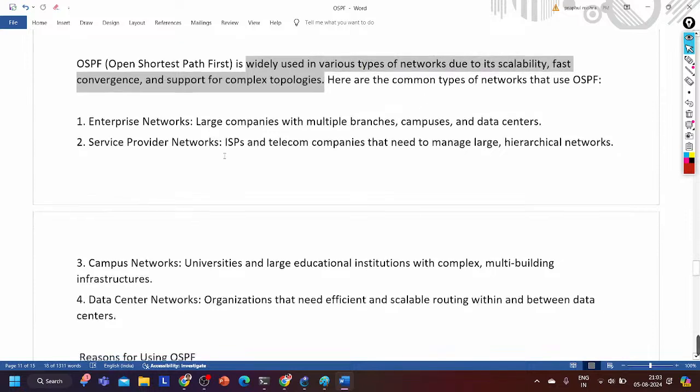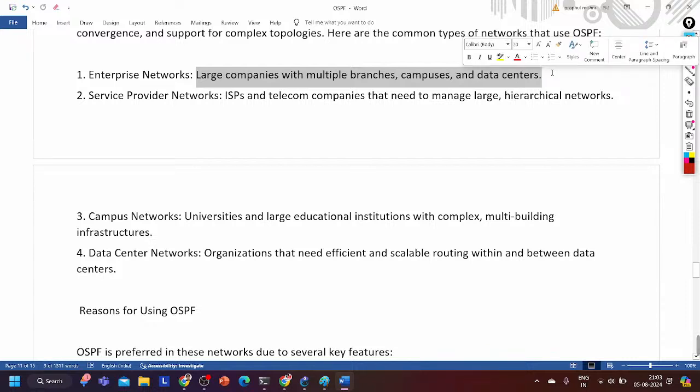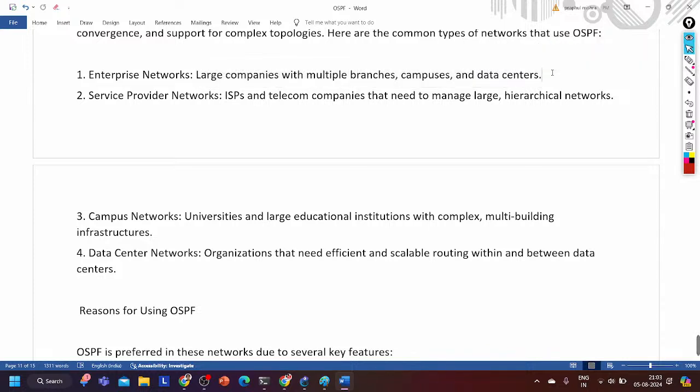Here are some common ones. You can see enterprise networks. Enterprise network: large companies with multiple branches, campuses, and data centers. Right? So a large enterprise company with multiple branches, campuses, and data centers can use the OSPF routing protocol. Right? Then service provider networks.